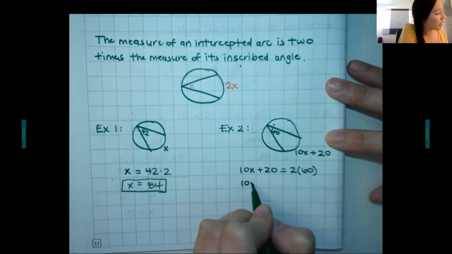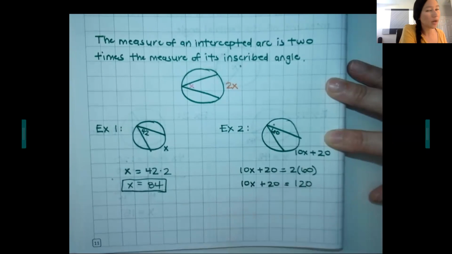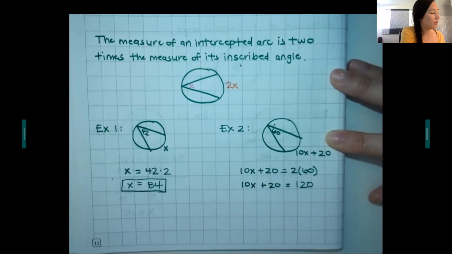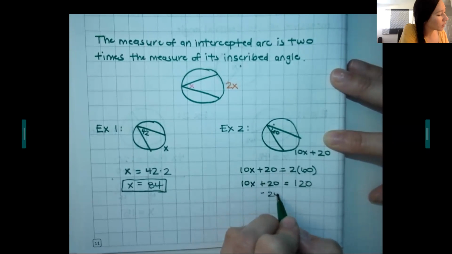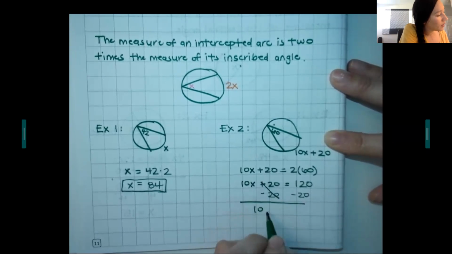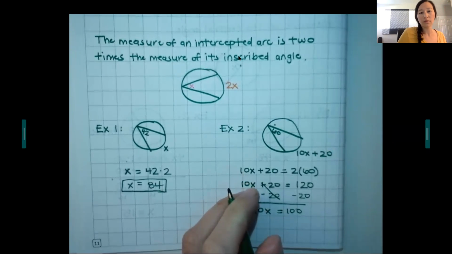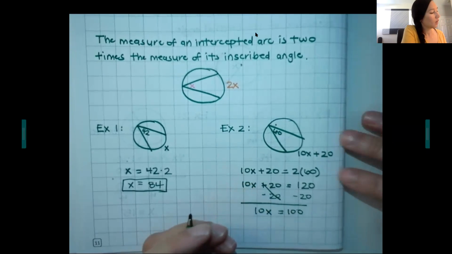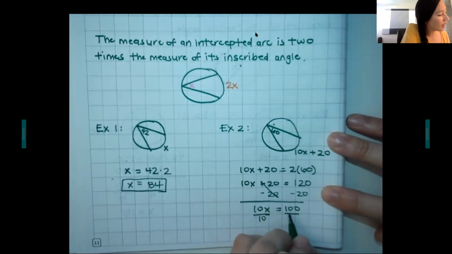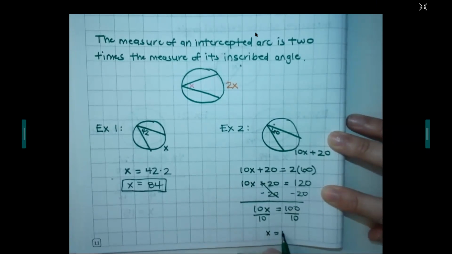So then we have 10x plus 20 equals 2 times 60, which is 120. And then we just solve for x. So we're going to subtract 20 from both sides. 10x equals 120 minus 20, which is 100. We're going to divide by 10. And we see that x equals 10.